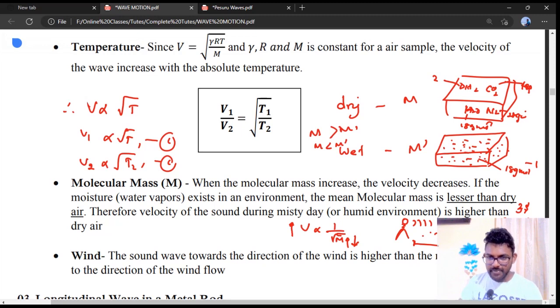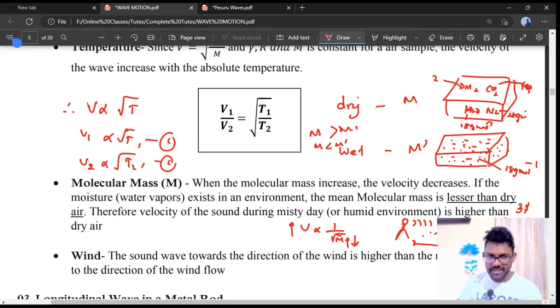Why? Because the velocity of the air increases when it has water molecules. Remember, guys, the velocity of sound changes with the molecular mass and the quality of the air as well.